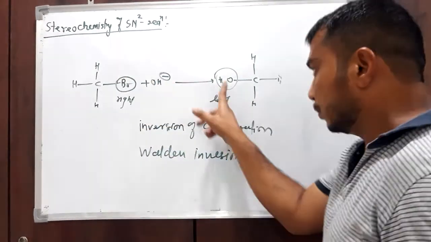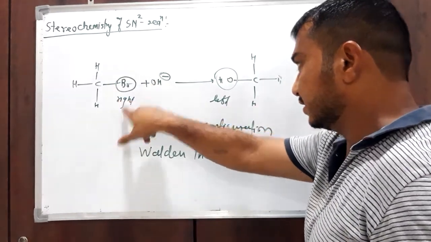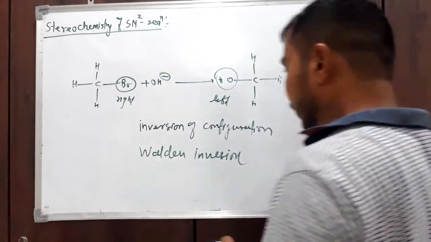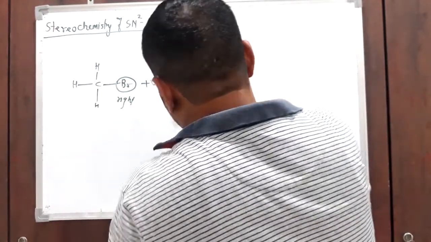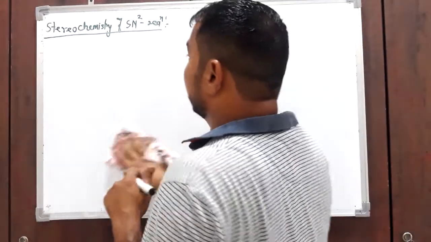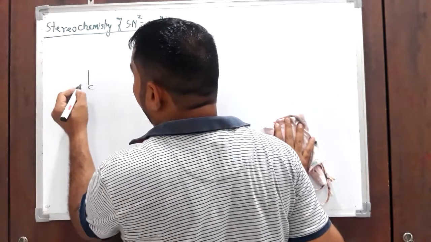Br minus ion and OH minus ion: see their position. In the reactant the Br minus ion is on the right side and in the product it is on the left side. So that is the meaning of inversion of configuration. Now, what happened actually in this step? What is the stereochemical explanation for this? See, just consider an example.